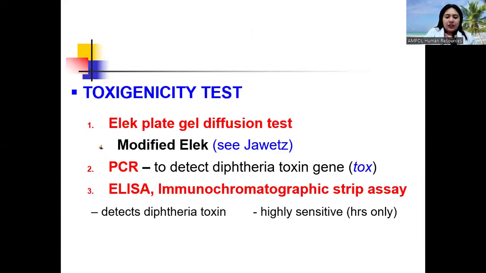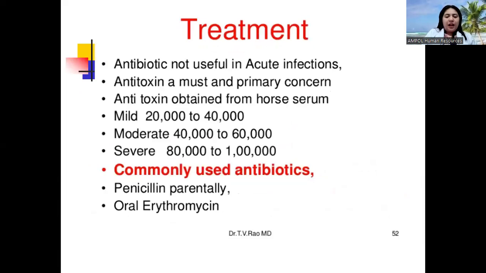So toxicity tests: we have the Elek plate test, PCR, and ELISA. For treatment, antibiotics are not useful in acute infection. So what we give the patient is antitoxin instead. Okay? It's not an antibiotic but an antitoxin, because the effect of the toxin of Corynebacterium diphtheriae is worse compared with the mere presence of the bacteria. The antitoxin is obtained from horse serum.